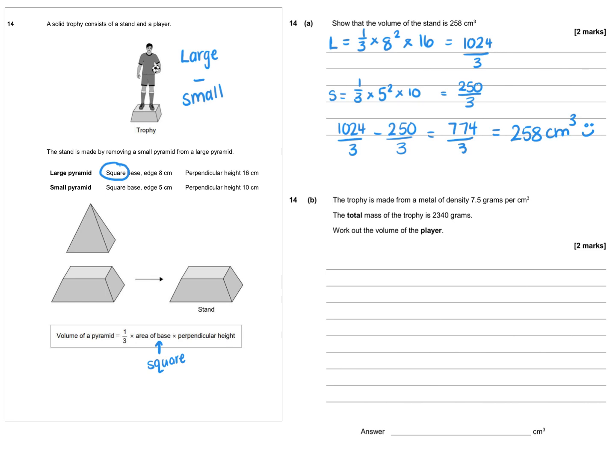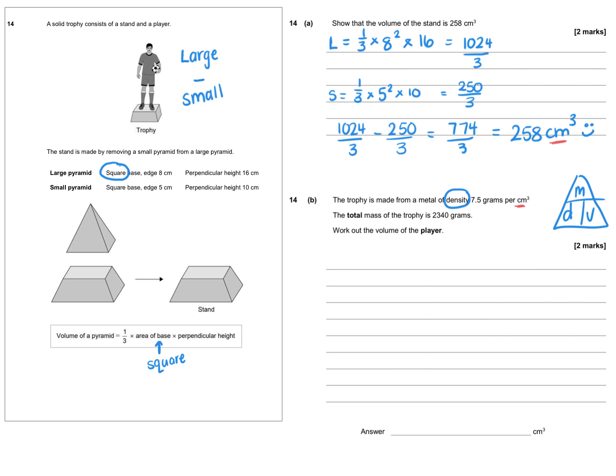The trophy is made from metal of a density. Oh, density. As soon as I read the word density, I'm automatically thinking density equals mass divided by volume. The trophy is made from a metal of density 7.5 grams per centimeter cubed. Other random things I'm thinking when I'm seeing this, centimeters cubed.